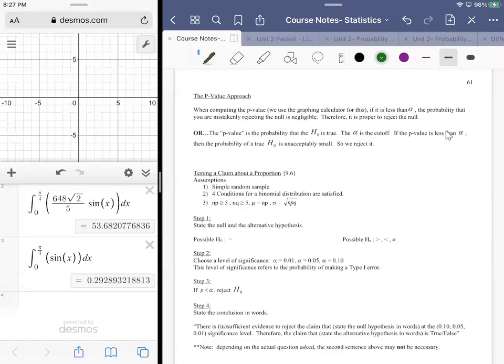Well, anyway, the p-value is the probability that the null hypothesis is true. It's a simplistic way of stating it, but it kind of drives at the point. The alpha is the cutoff. If the p-value is less than the alpha, then the probability of a true null hypothesis is unacceptably small, so we reject it. All right. So that's something to keep in mind.